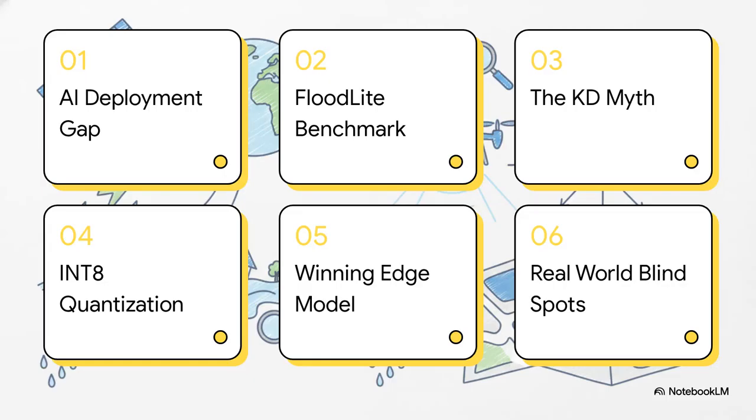So, here's our quick roadmap for today. We're going to cover: 1. The AI deployment gap, 2. Designing the FloodLite benchmark, 3. The knowledge distillation myth, 4. The INT8 quantization trap, 5. The winning edge model, and finally, 6. Real-world blind spots. Let's get right into it.